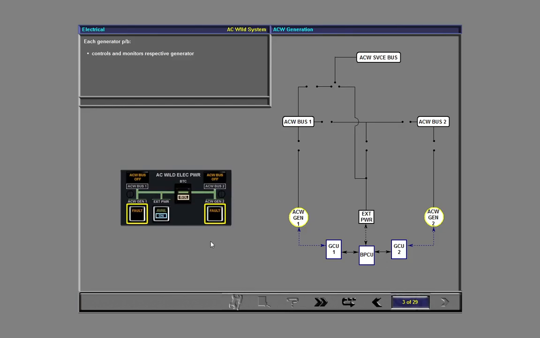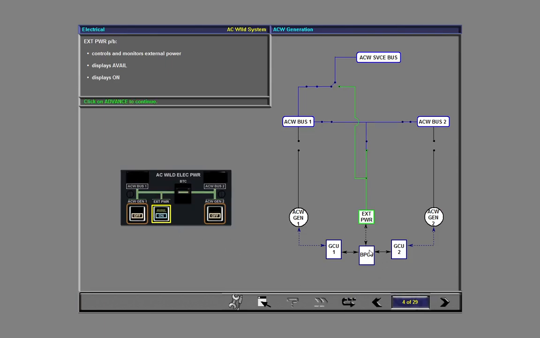Each generator push button controls and monitors its respective generator, and can display a fault message or an off message depending on system status. The external power push button controls and monitors external power, and displays an avail message and an on message depending on system status.